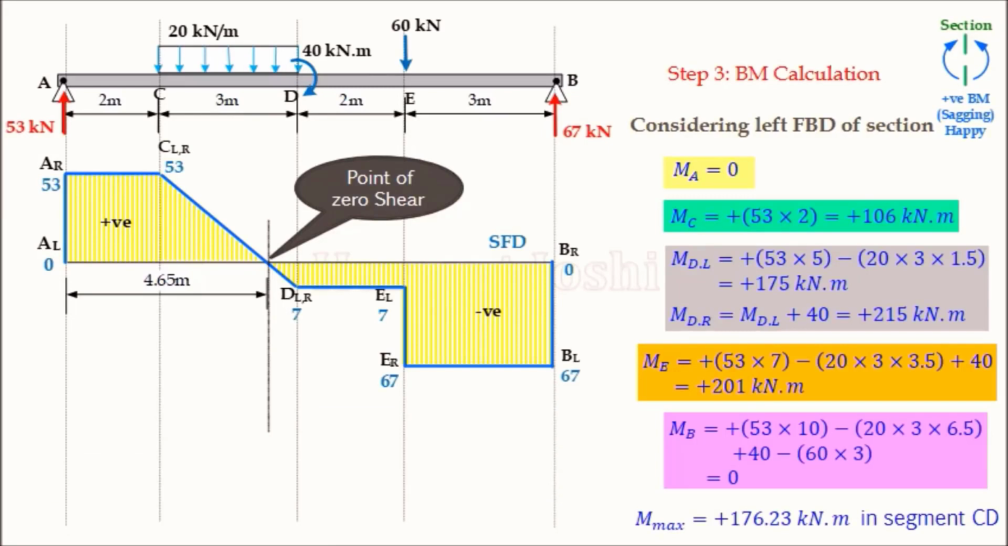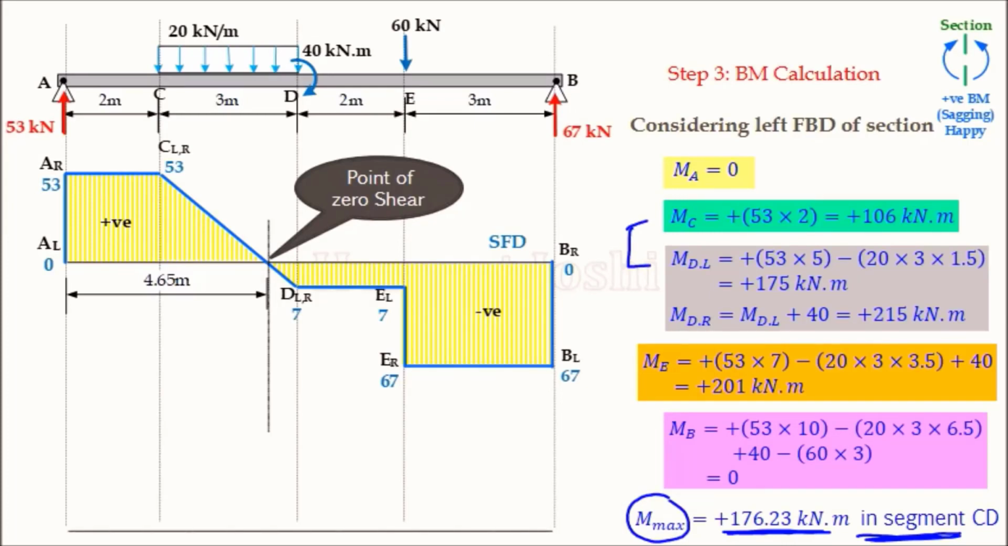Thus we get a maximum value which is lying in segment CD, 176.23. Now while plotting the BMD, we should take care that this Mmax value lies between C and D. So that care we will take when we plot our BM diagram.